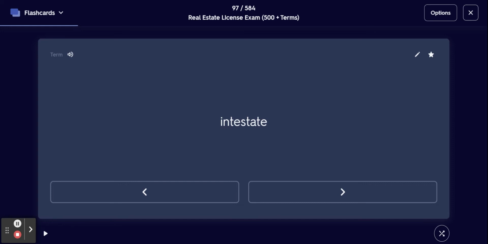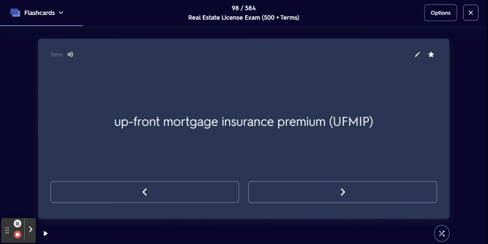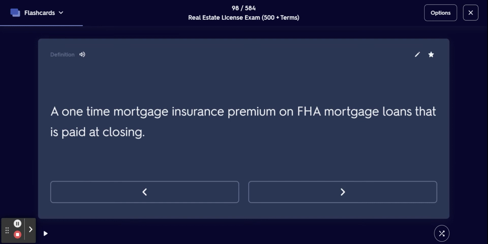Intestate. Without a will. Upfront mortgage insurance premium. A one-time mortgage insurance premium on FHA mortgage loans that is paid at closing.